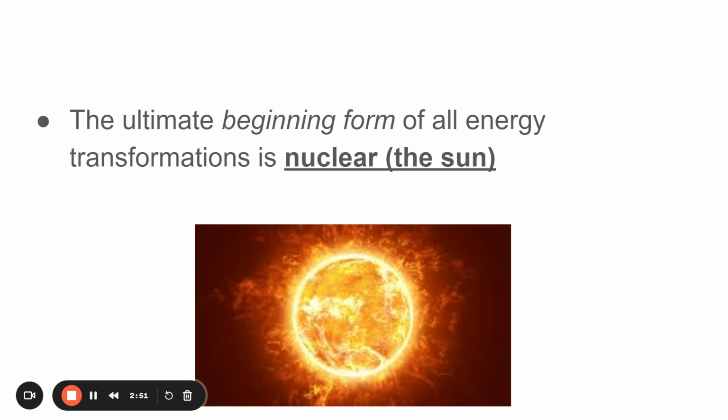And the ultimate beginning form of all energy transformations is what we call nuclear energy. And really, we only say this because in our solar system, on our planet, the sun is what powers everything on Earth. And so, if the sun didn't have its nuclear reactions happening on its surface, then we would not be able to have any of the other energies on Earth.